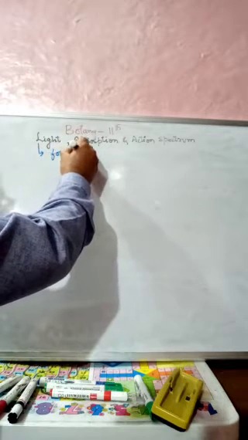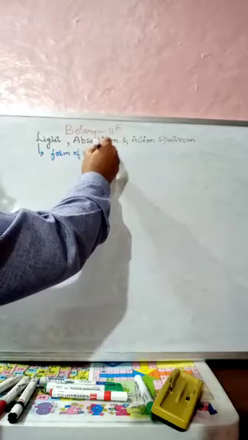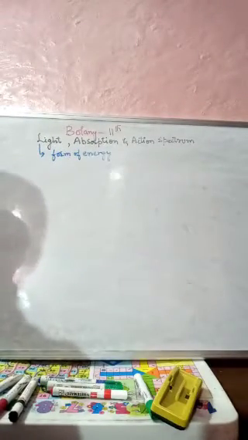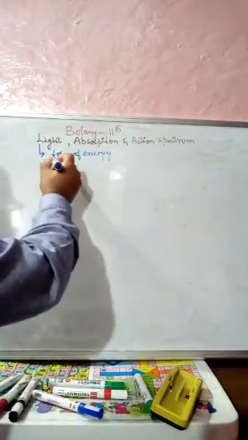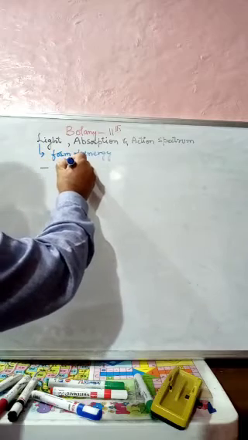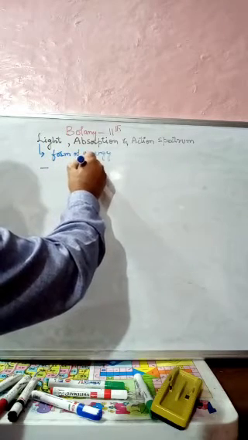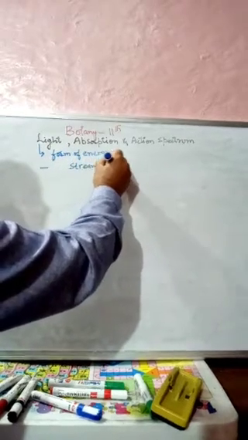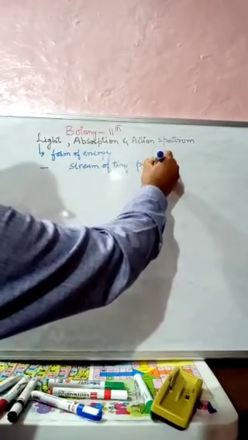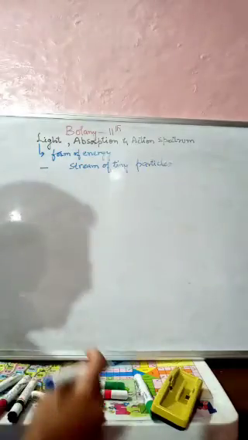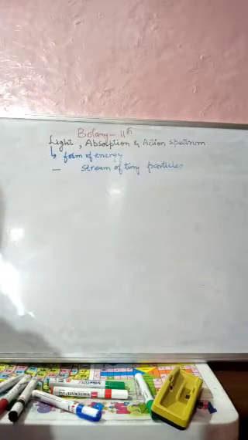Light can be defined as a form of energy, and this light travels in the form of a stream of tiny particles. So what we have studied is that light is a form of energy, and it travels in a stream of tiny particles.